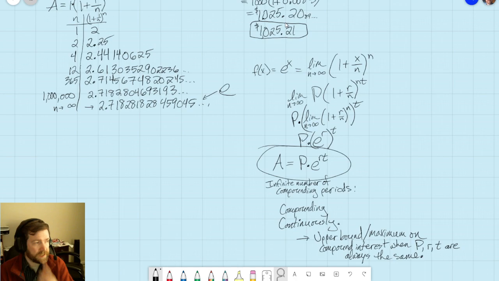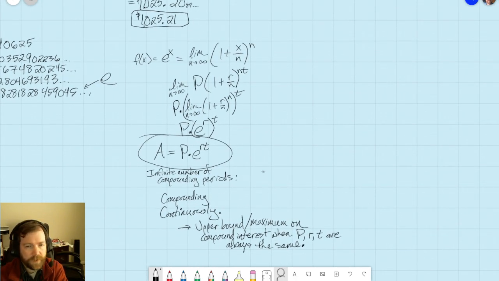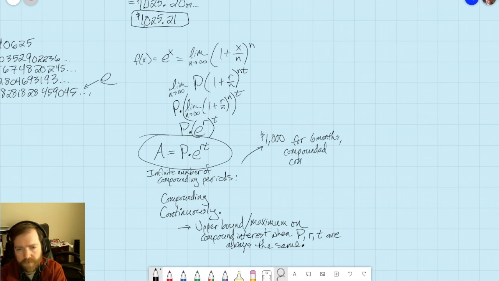So if we took our previous example and said, all right, we want to find out what happens if we take that $1,000 loan for 6 months, compounded continuously, at 5% annual interest.